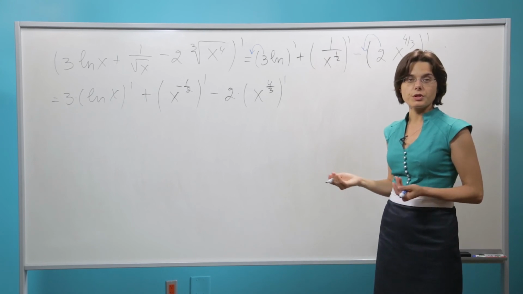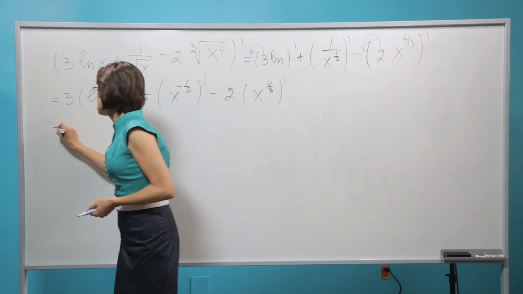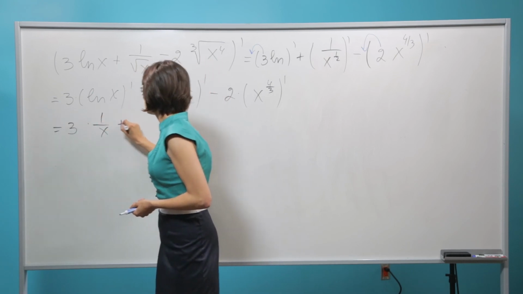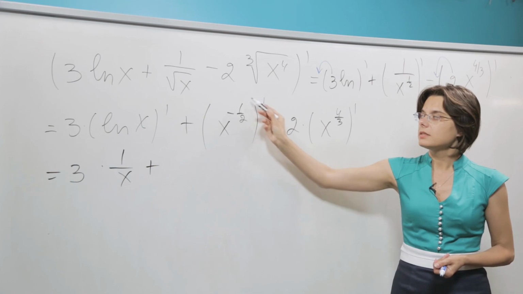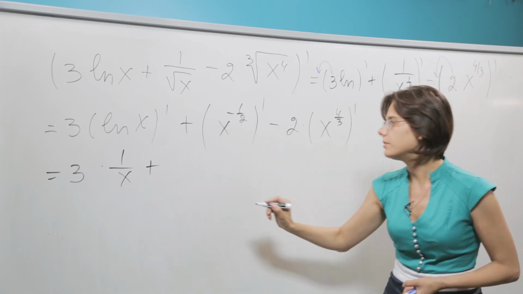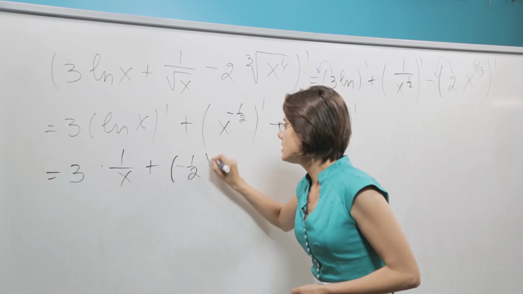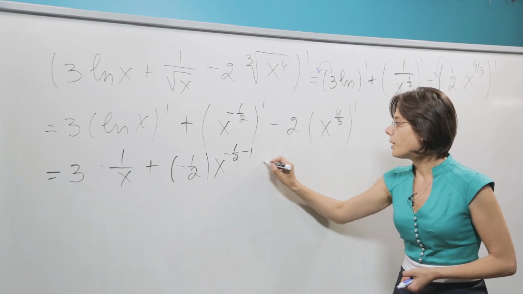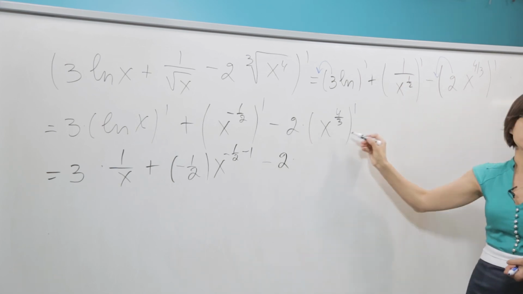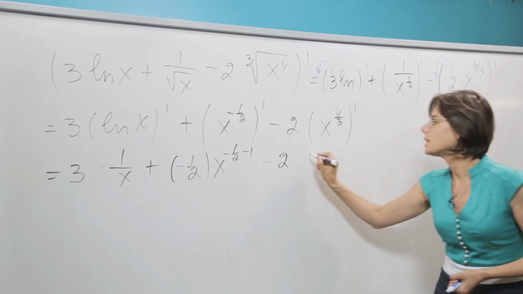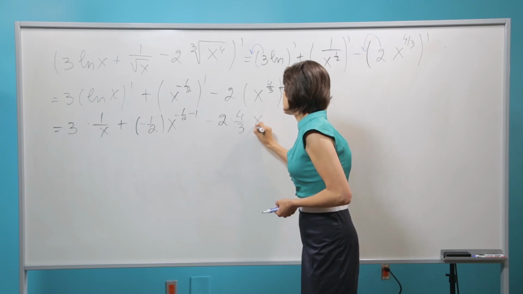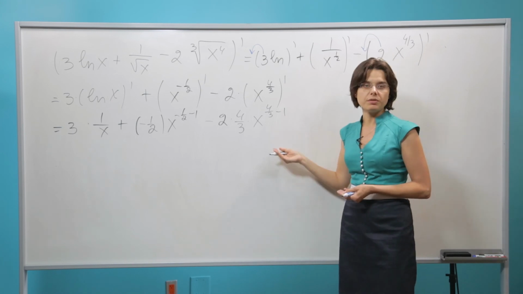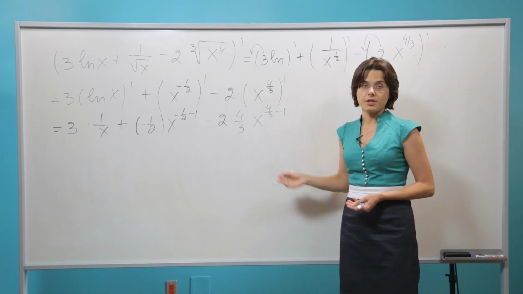And now we use formulas to differentiate this. Derivative of natural logarithm is 1 over x, plus derivative of x to the power of n with n equal to negative half. So it's negative half x to the power of negative half minus 1, minus 2 times, and same formula used with n equal to 4 over 3. 4 over 3 times x to the power of 4 over 3 minus 1. And then you can simplify it, and basically we've done our differentiation.